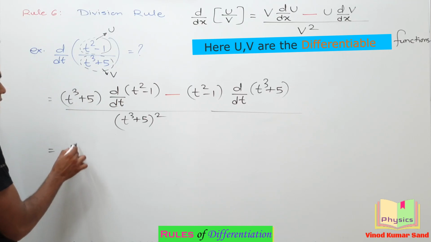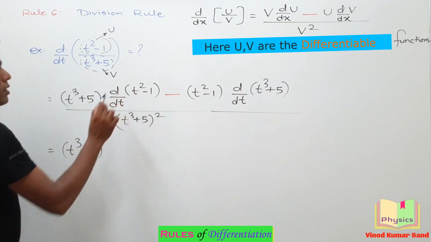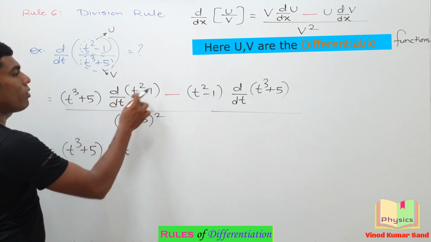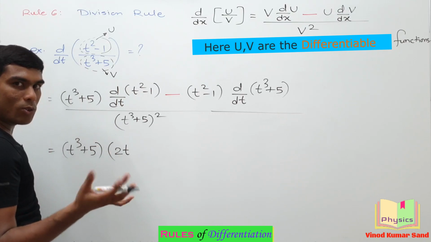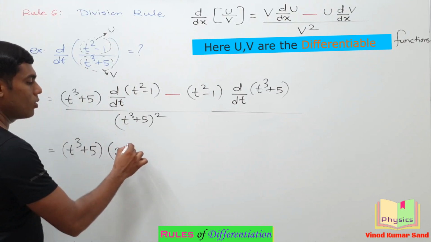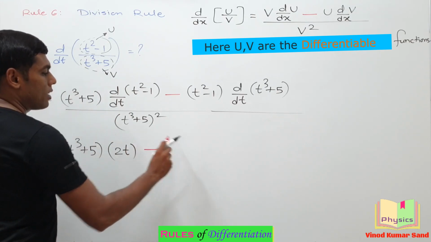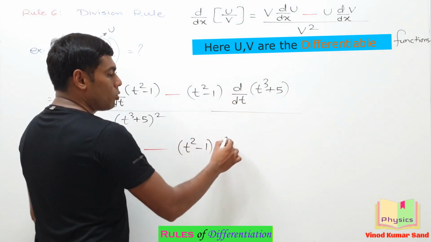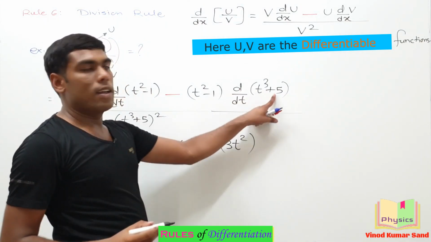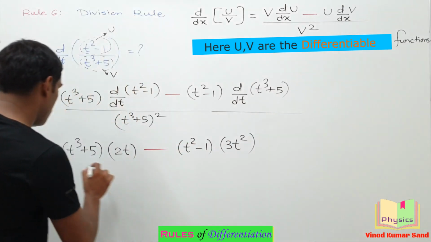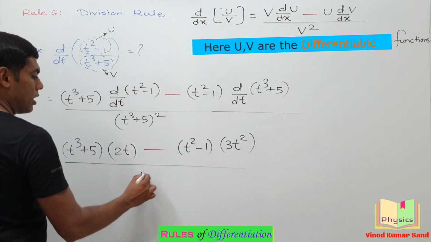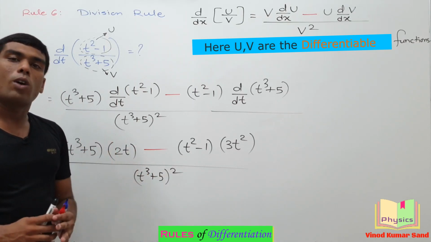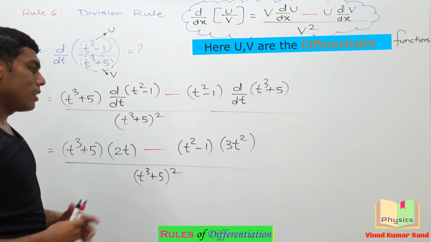Simplifying it further, t cube plus 5, this differentiation d by dt of t square, you remember that, 2t, and differentiation of minus 1 is a constant quantity. Differentiation of any constant quantity is 0, so I am not writing that. Minus sign due to the formula, t square minus 1, d by dt of t cube, it will be 3t square, and differentiation of 5 became 0, and here already we have t cube plus 5 whole square. You can simplify it further, that would be your final answer. You can write it up to here.